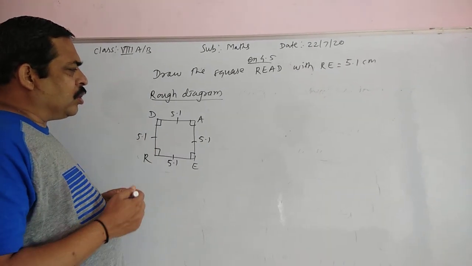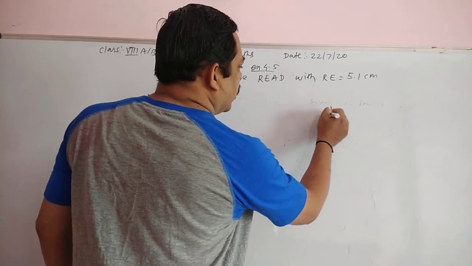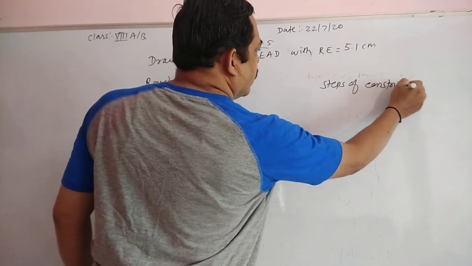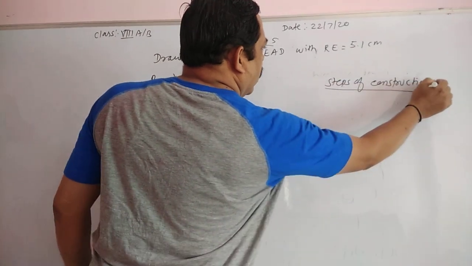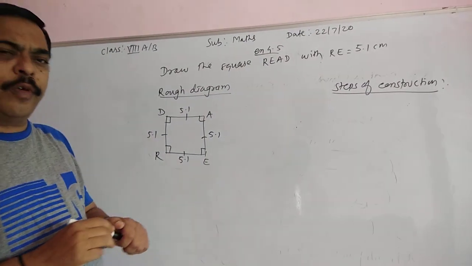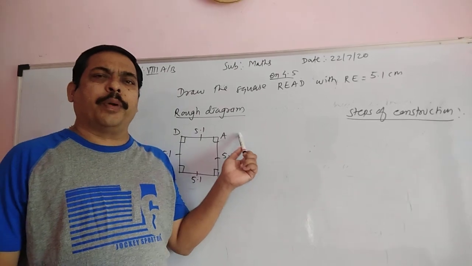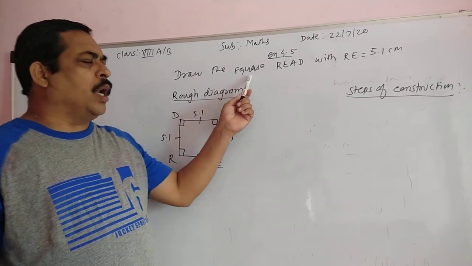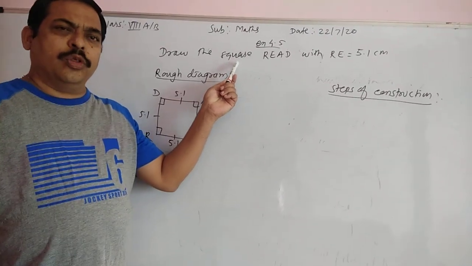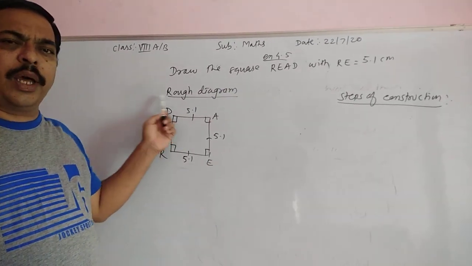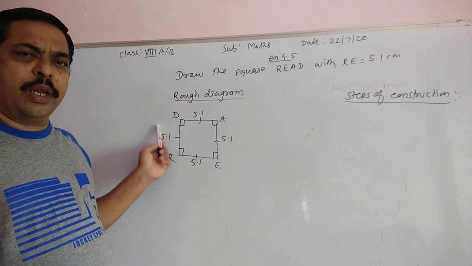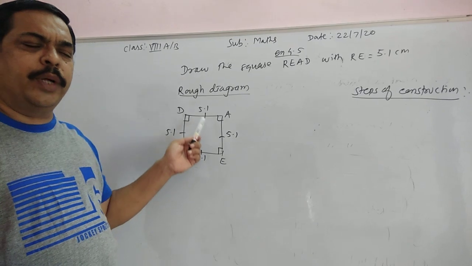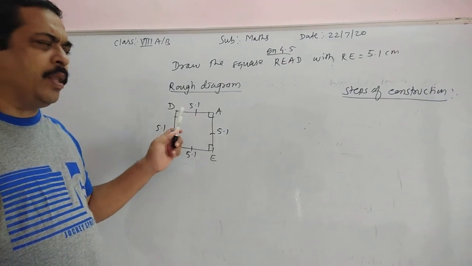Now we draw that. Steps of construction. In such type of problems, you have to find the other measures by using the properties of that particular type of quadrilateral. Here the type of quadrilateral is square. We use 2 properties. All sides of a square are equal, therefore all sides are equal in length. All angles are of 90 degree, therefore each and every angle of that square READ is 90 degree.